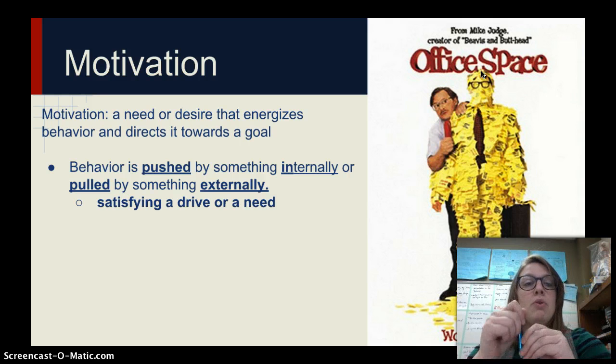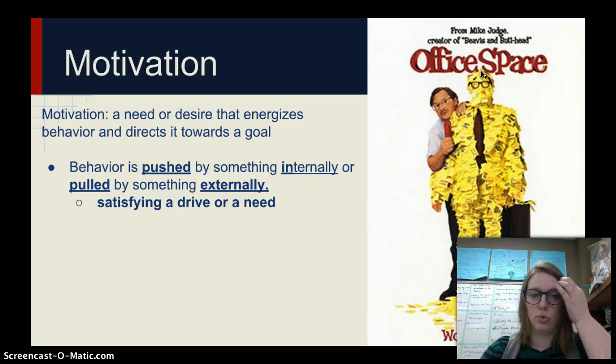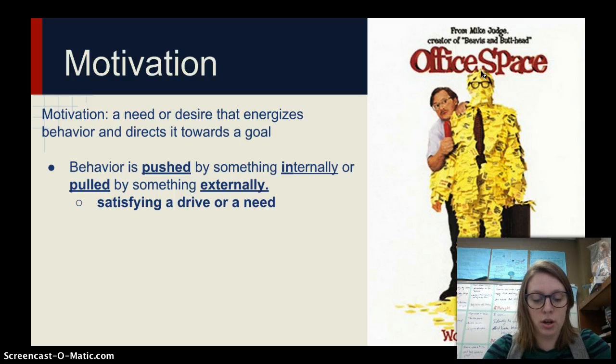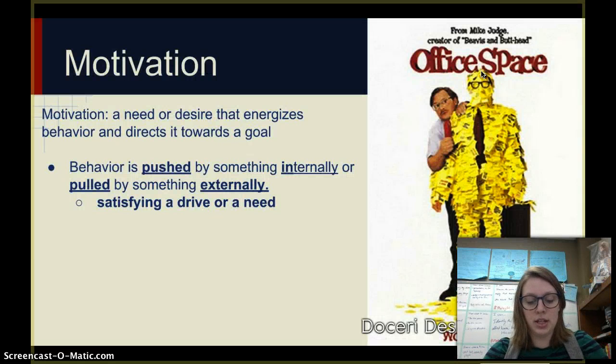Let's start with defining it. Motivation is a need or desire that energizes behavior and directs it towards a goal. Okay. Your keywords here, I think, are energizes behavior and directs toward a goal. So behavior is pushed. I got this emphasized for you here. Pushed by something internally or pulled by something externally.